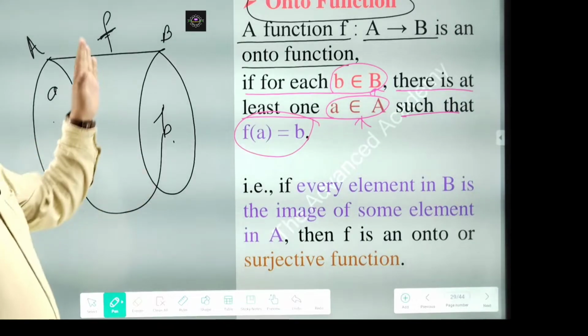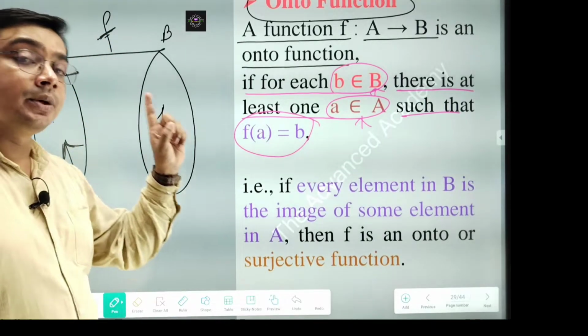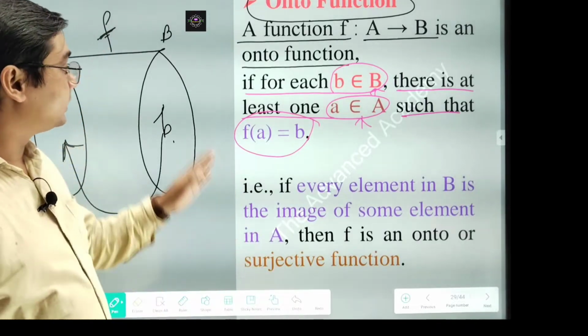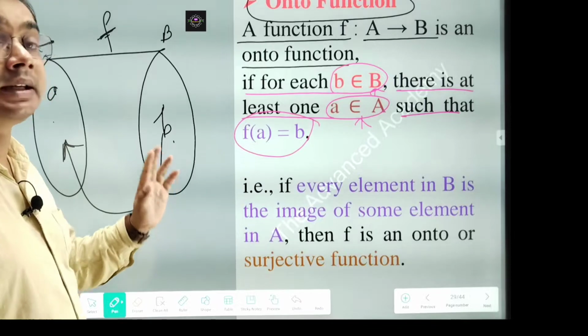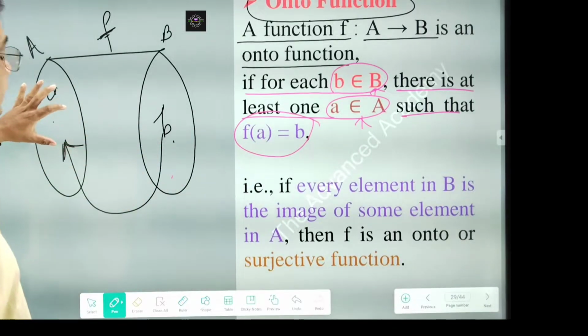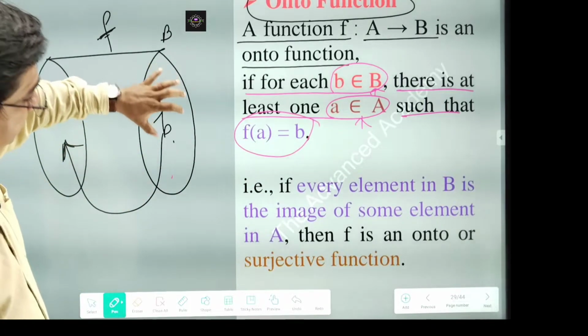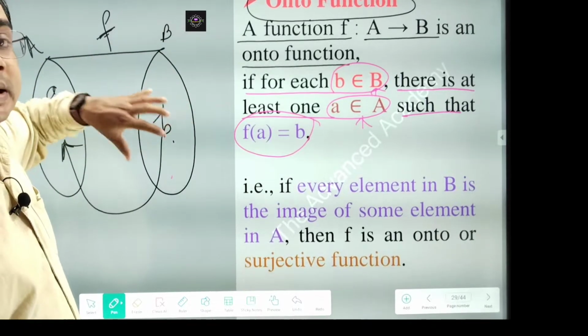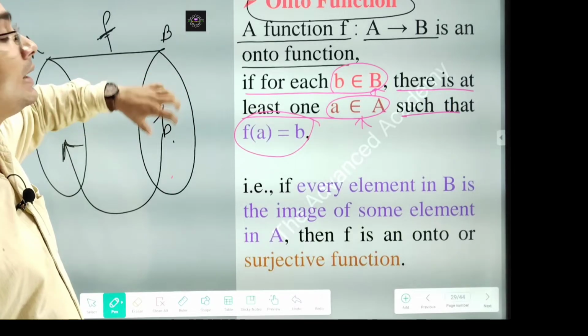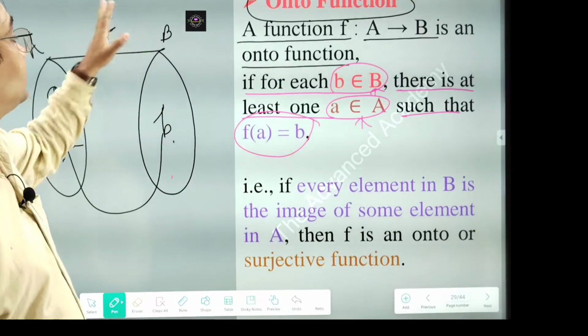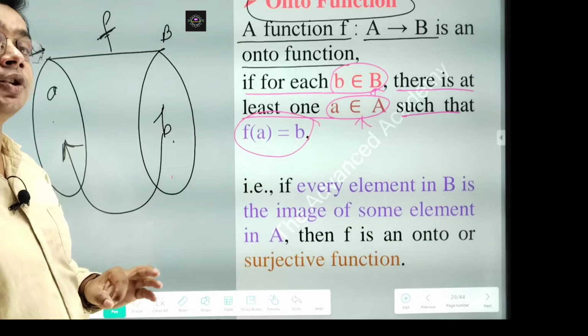That means a function f is said to be onto function if all the elements of these B sets are the image of some element of this set. ठीक है, ये जितना इसमें एलिमेंट्स रहेगा, all are किसी ना किसी का इमेज होना चाहिए. इसमें कोई फ्री एलिमेंट्स नहीं होगा. Then only we call this function is onto.